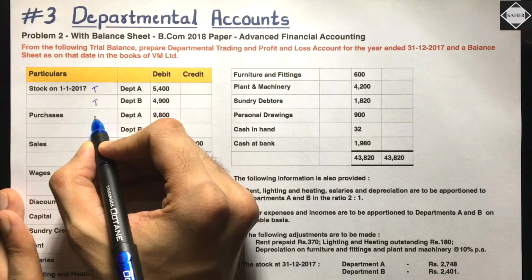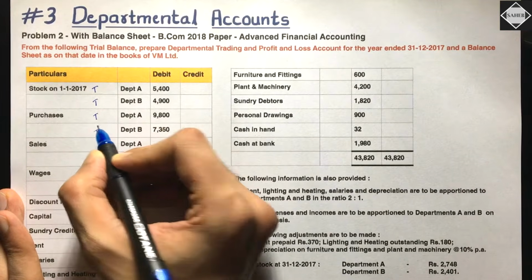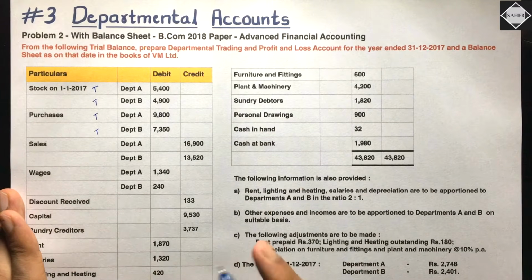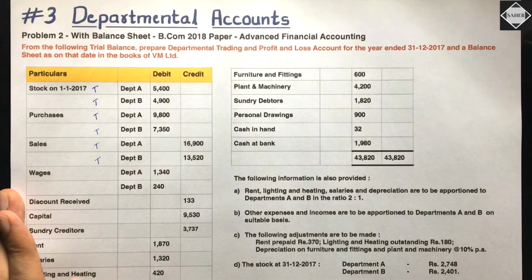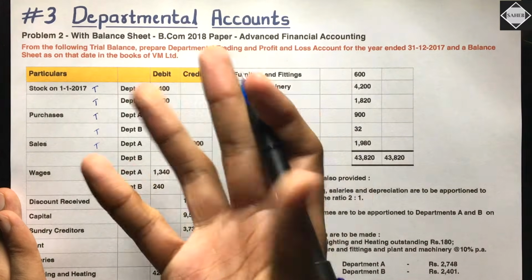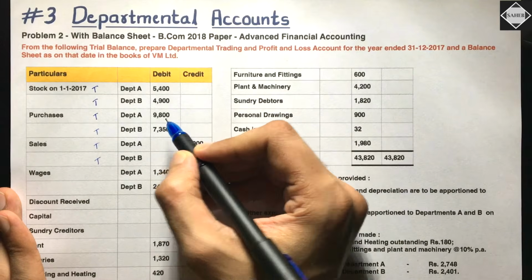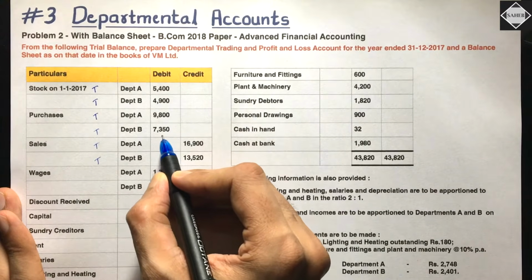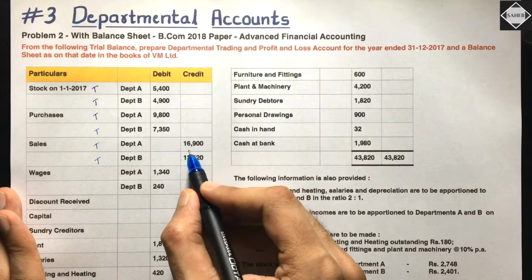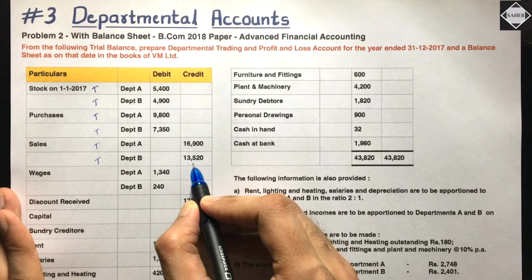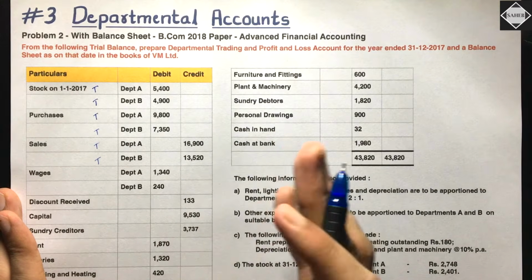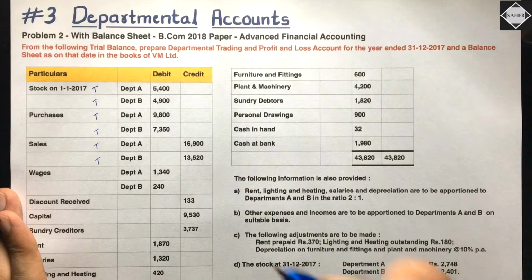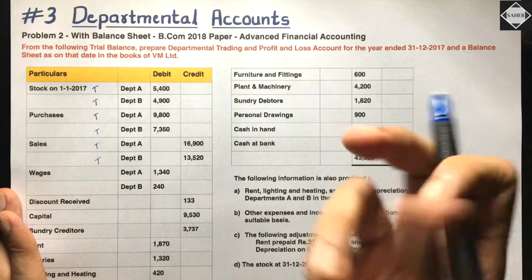Now, where will the purchases go? Purchases will also go in trading account. Fine, on the debit side. And then we have sales. Sales will also go in trading account. You all know that. Again, the sales ratio is important. See, to calculate the purchase and sales ratio, what you have to do, either you can simplify it or you can just take it as it is. 9,800 is to 7,350, and then sales ratio would be 16,900 is to 13,520. In the first problem, I used to simplify. Now also you can simplify, but why waste the time? Let's directly use it. Fine, the whole numbers only.